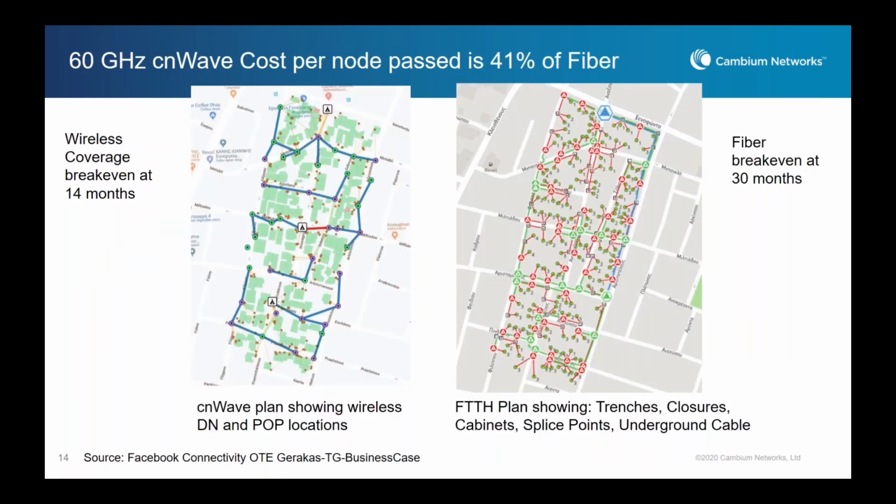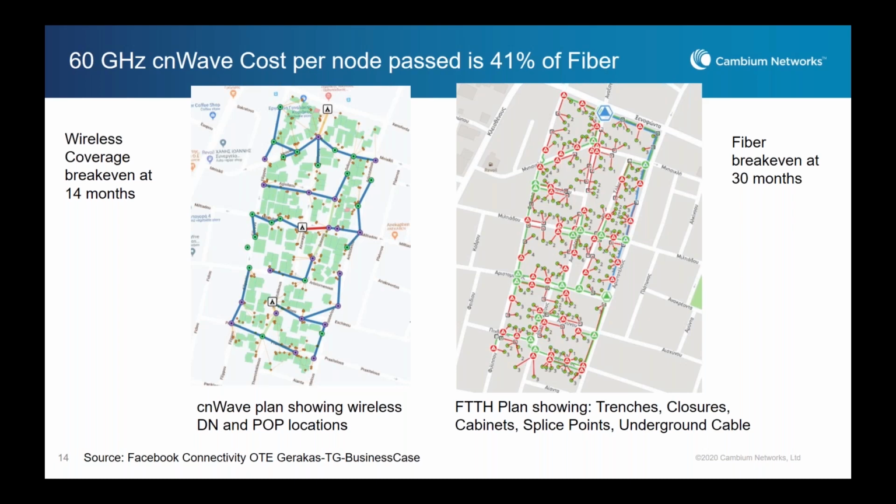I had one other example in here I'll show you, and then we'll jump back over to the technology side. This is a view of an area that an operator looked at to say, could I do 60 gigahertz wireless on the left, or could I do fiber to the home on the right? You can see on the left a design using DNs and client nodes to provide coverage to all of the homes in that area.